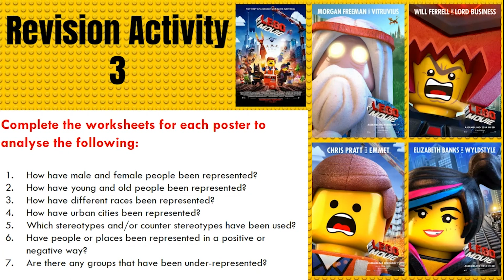So how have male and female people been represented? How have young and old people been represented? How have different races been represented and urban cities? Which stereotypes and or counter stereotypes have been used? How have people or places been represented in a positive or negative way? And are there any groups that have been underrepresented? So take a pause here and complete that before moving on.